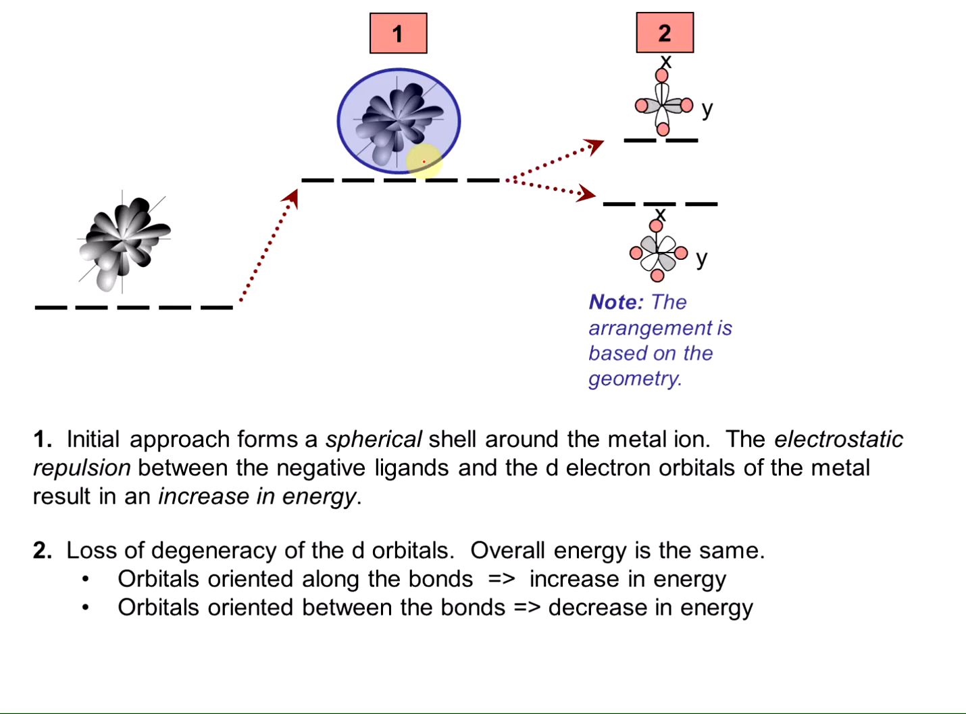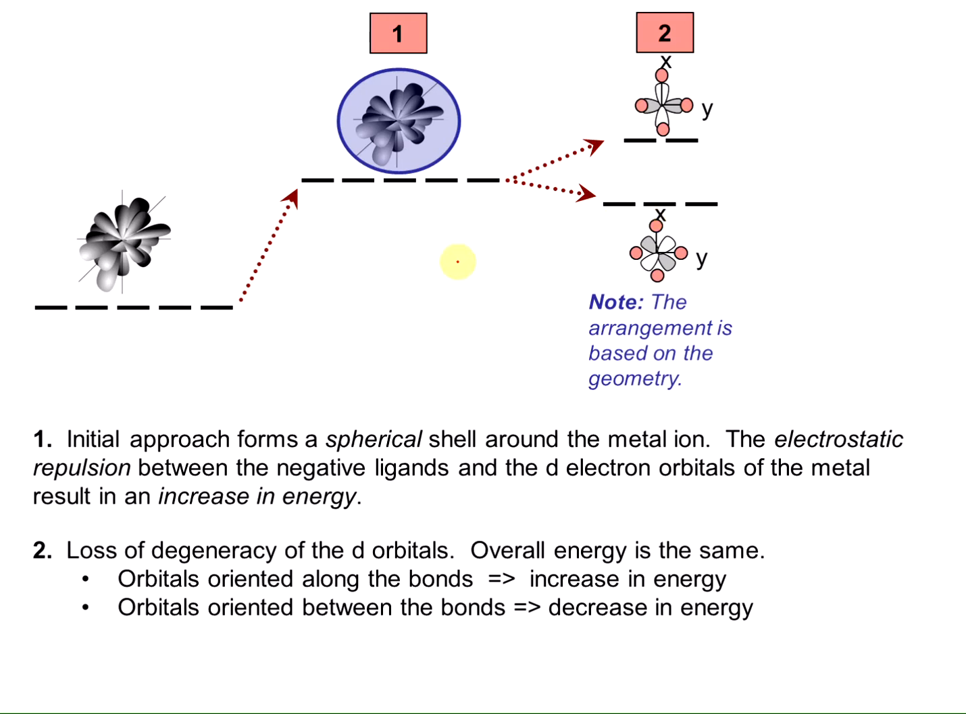Now, the ligands, as they start closing in on the metal ion, if you have really good overlap of the ligand with the d orbital, you have more repulsion. So those orbitals are going to go even more up in energy. But if the ligand comes in between the orbital that contains the electron, it's going to miss it, so it's not going to have as much overlap. So those are actually going to get stabilized.